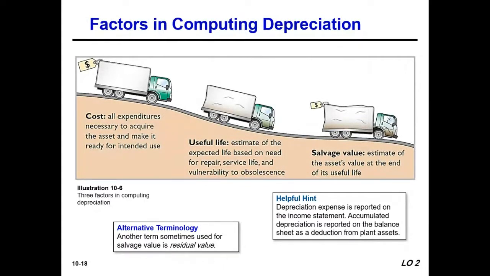Let me explain again with some example as well. This is just to see what are the factors which we must consider in calculating depreciation. A cost, which is already discussed, is all expenditures necessary to acquire the asset and make it ready for its intended use. If you look at this picture, the truck, when you purchase a truck, whatever costs you incur to make it ready for its intended use, we call them depreciable costs.